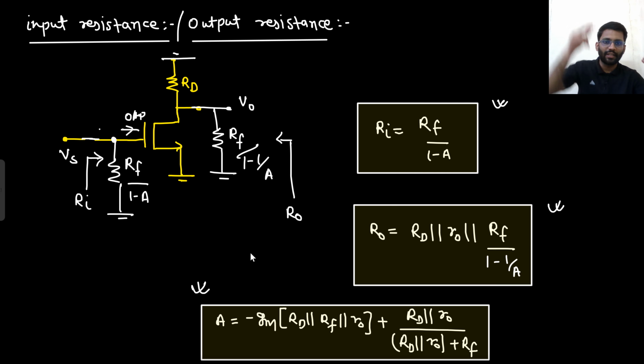So what is the output resistance? Output resistance is Rd parallel with R0 parallel with Rf upon 1 minus 1 by A. And what is the input resistance? That is Rf upon 1 minus A. And this is the gain. That's it. Are you able to understand? Now we are done with the common source amplifier.